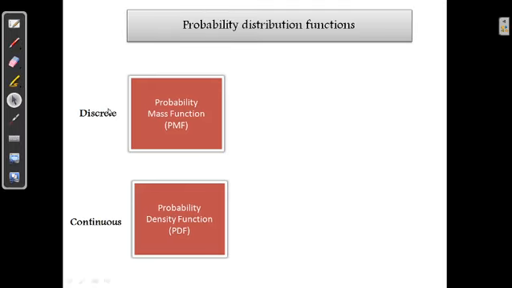ಇಷ್ಟು ಅರ್ಥ ಆಗಿದೆ ಅಲ್ವಾ? Okay. Next, let us move on to the next topic, which is probability distribution function. Okay, probability distribution function. So when we consider a probability distribution function, there will be two types. Okay, one is called as discrete and the other is called as continuous.